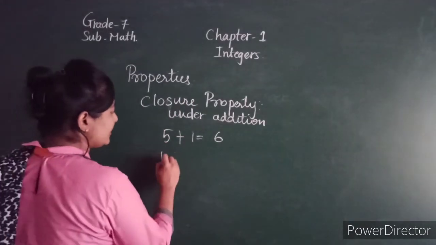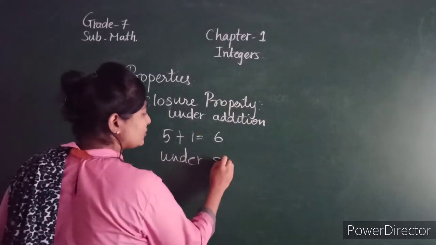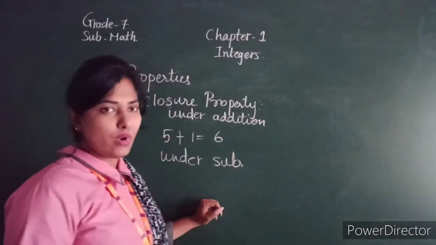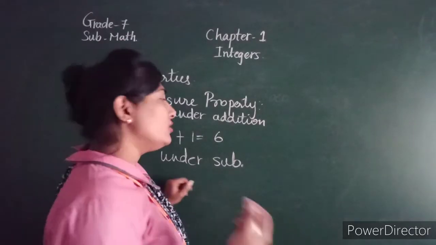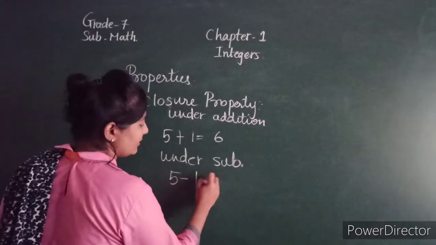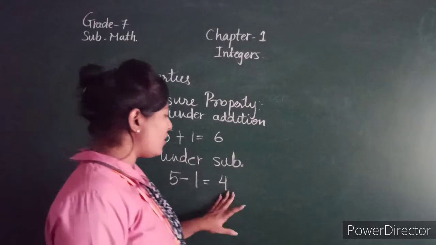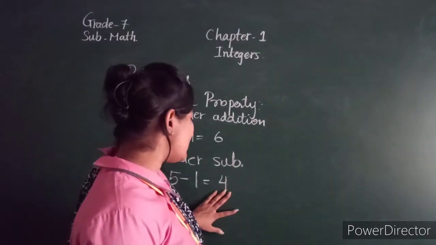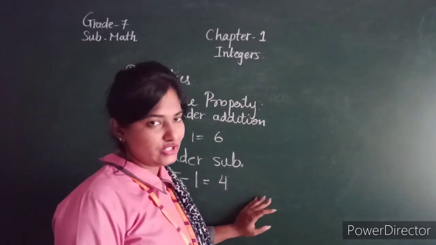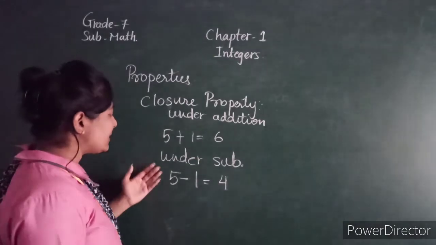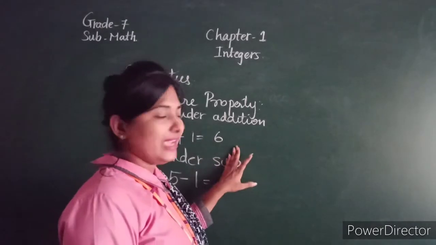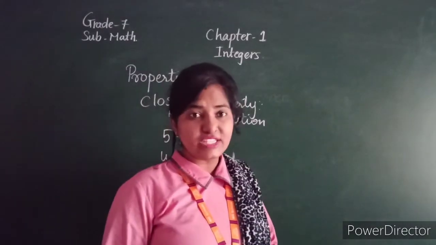Then closure property under subtraction. If you subtract any two whole numbers, you will get a whole number. It means if you do 5 minus 1, you will get 4. So this is also an integer. So the answer comes as an integer. If you add or subtract any two whole numbers, the result is an integer.